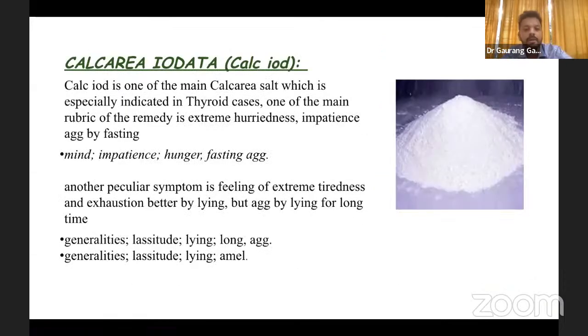And different remedies of iodine are useful. One of them is Calcarea iodide, which is such an important remedy in thyroid-related problems. One of the very important indications is thyroid problems which start during pregnancy. Calcarea iodide. Another remedy is Hydrastis canadensis. These two are very important remedies.